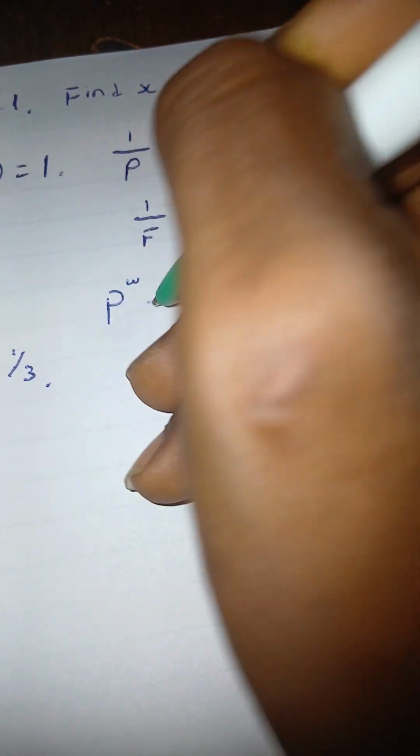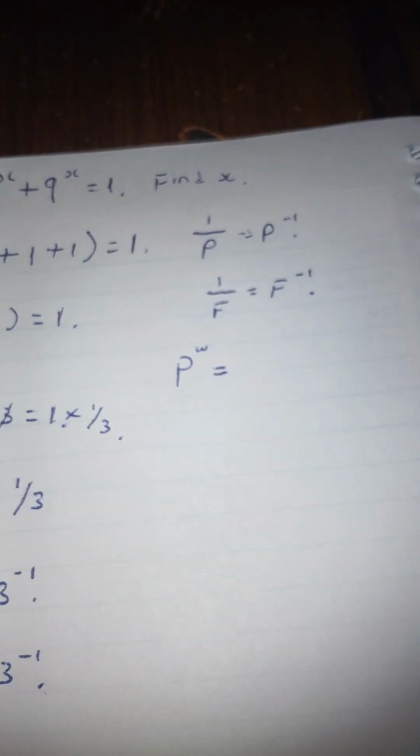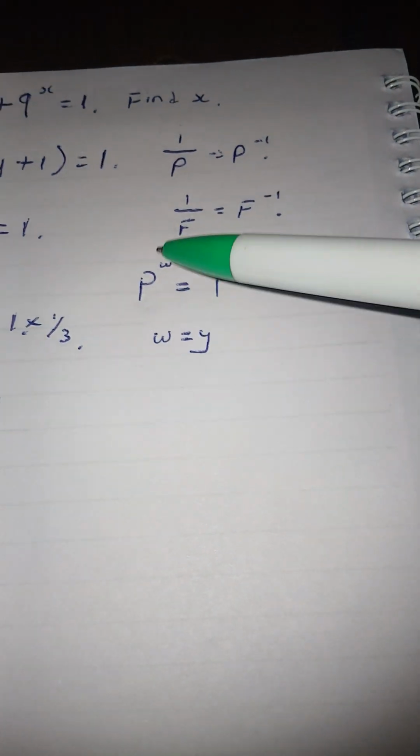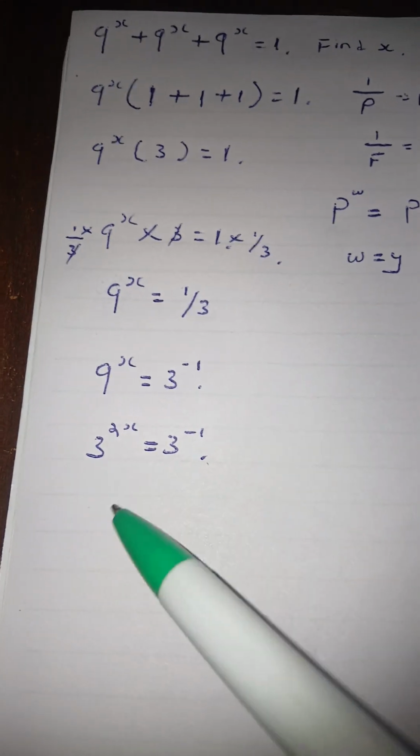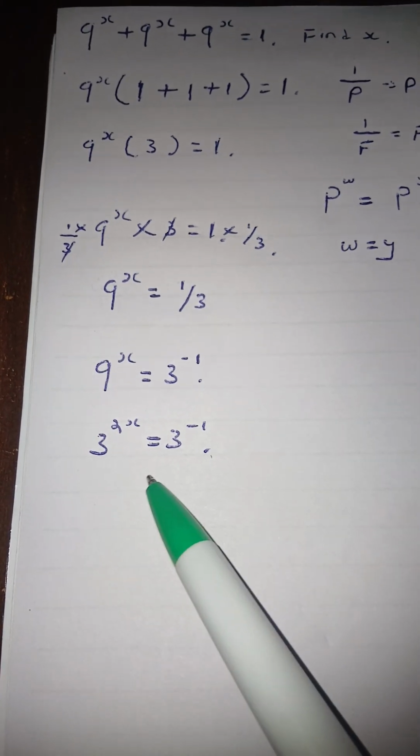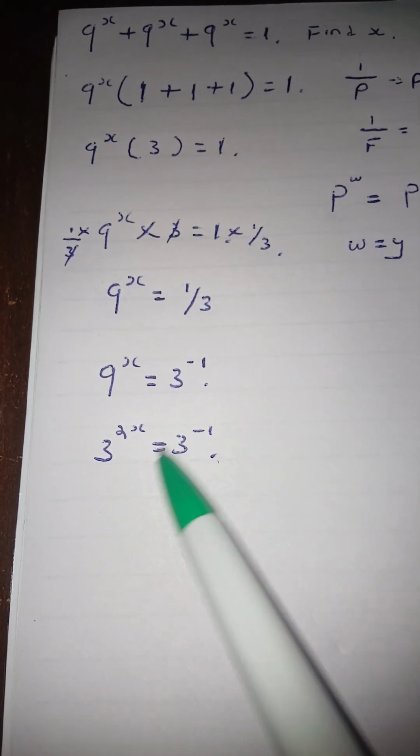In fact, there is a law that says if I have p raised to the power of w, where w is a positive or negative integer, equals p to the power of y, I can say w equals y. Why is this true? Because they have the same base. This is the base, this is the power. That is the same strategy I'm using here. Since they have the same base, I can equate their powers, and the powers give 2x equals negative 1.